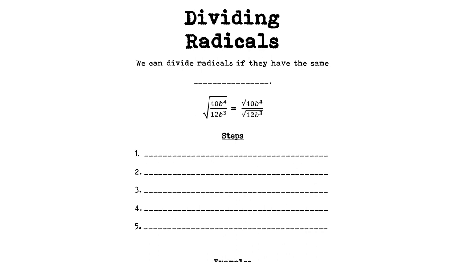So today we're going to be dividing radicals. We can divide radicals if they have the same index. What that means is it has to be either a square root, a cube root, or anything like that. So I'm going to list all the steps and then I'm going to go through some examples.